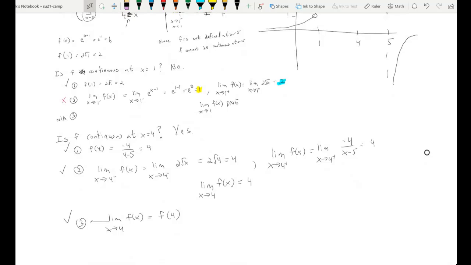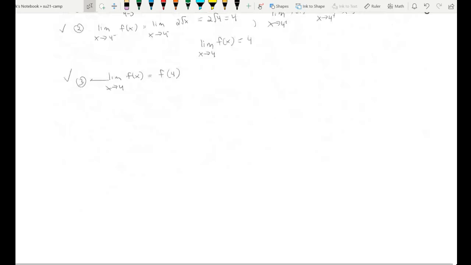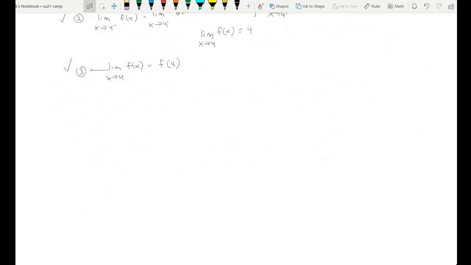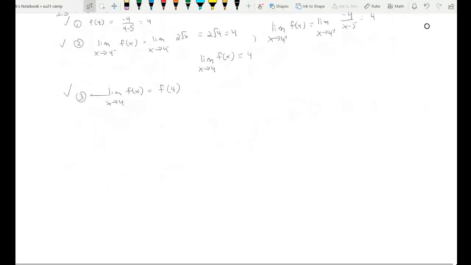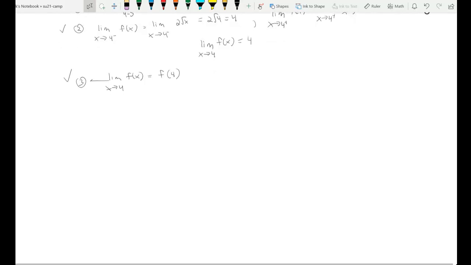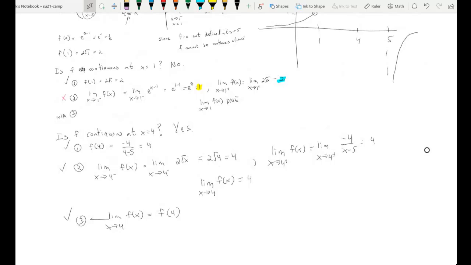Now, continuity is an important property. It allows us to evaluate limits more easily. Anyway, it's an important property. So let me move on from continuity, because we might have time for epsilon-delta. Do you have any questions so far, or anything you're interested in regarding continuity?